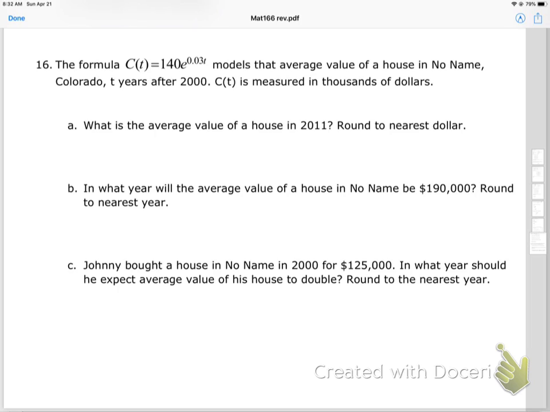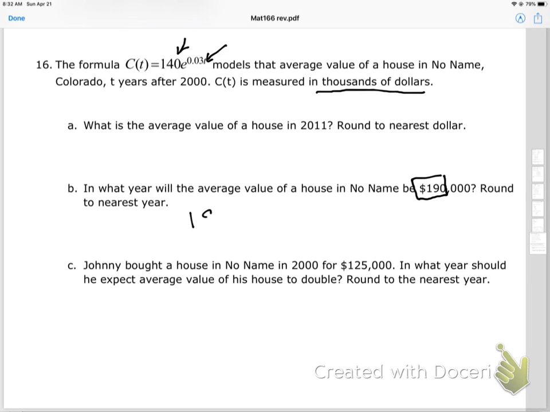Okay, next question. Right, t years after 2000. What's the average value of a house in 2011? That is you putting 11 where t is, because that's 2011 from 2000. Just plug that straight into your calculator. Now, in what year will the house price be 190,000? Remember, these numbers are in thousands of dollars. That 140 is 140,000.